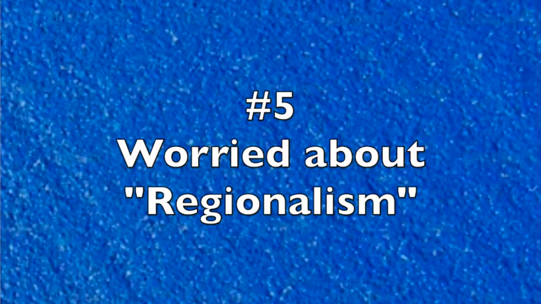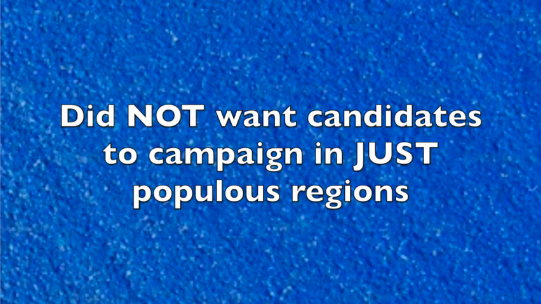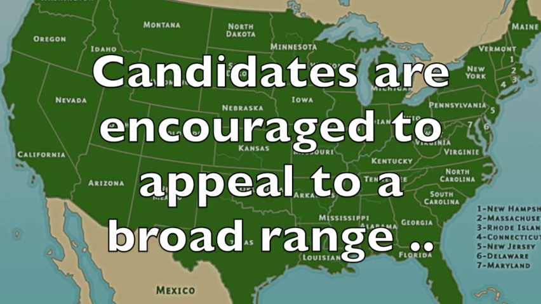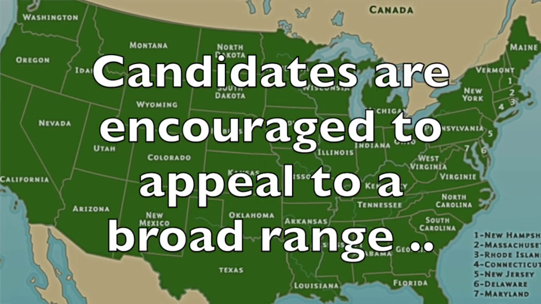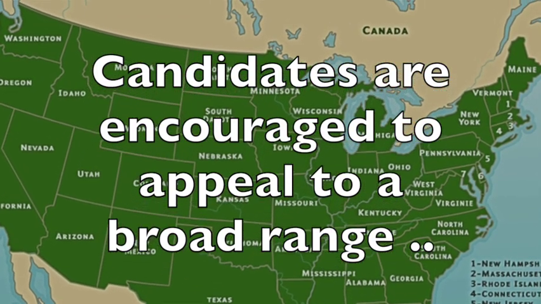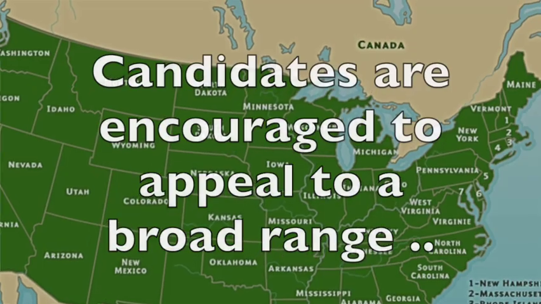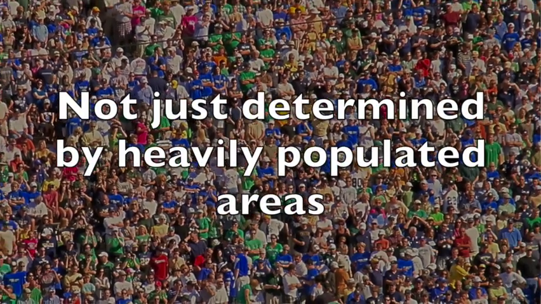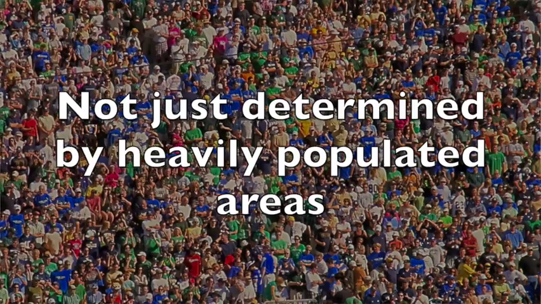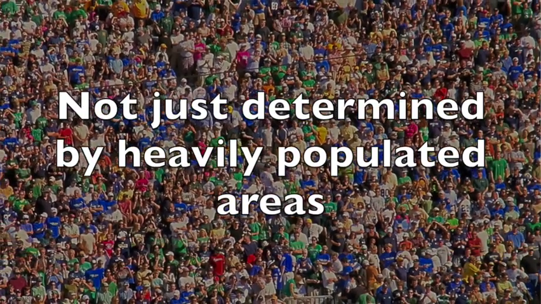And finally, number 5, the framers were worried about regionalism. They didn't want candidates to only campaign in the most populous regions and ignore the rest of the country. With the Electoral College, presidential candidates are encouraged to appeal to a broad range of states and regions, ensuring that elections aren't just determined by a few big, heavily populated areas.